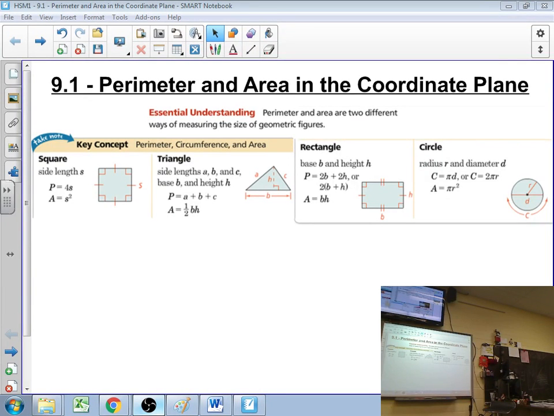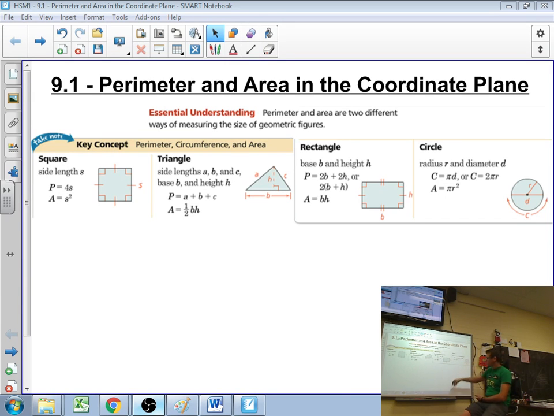Welcome back everyone. We are going to run through 9-1 pretty quick here because most of this should be review from Math 8. So these original formulas that you have here, most of them should be familiar, your perimeter and your area for each of these three different shapes, and then circles are where it gets a little tricky.